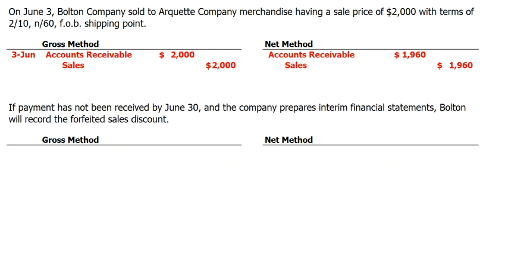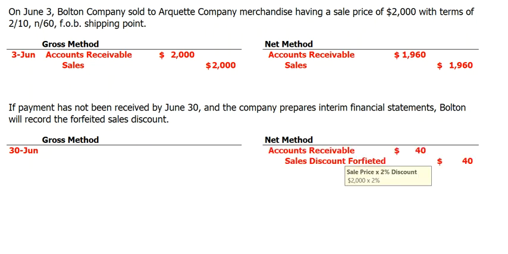What if payment has not been received by June 30th and the Bolton Company prepares interim financial statements? How will Bolton record the forfeited sales discount? Under the gross method, no entry is required on June 30th since the sale was recorded initially at the full gross amount of $2,000. However, using the net method, since it was during the month of June that the Arquette Company forfeited the sales discount, Bolton will need to record that on its financial statements. It will record a $40 increase to accounts receivable and record the sales discount forfeited of $40.